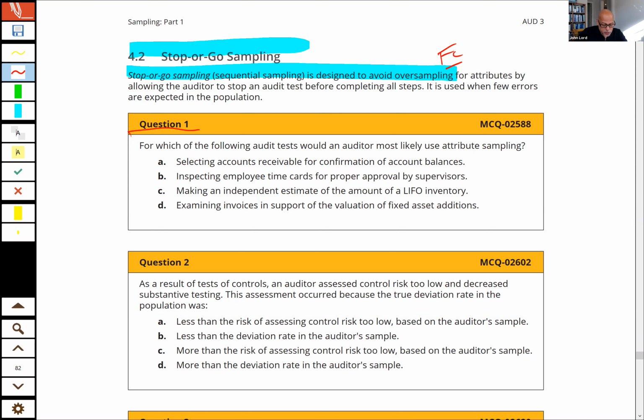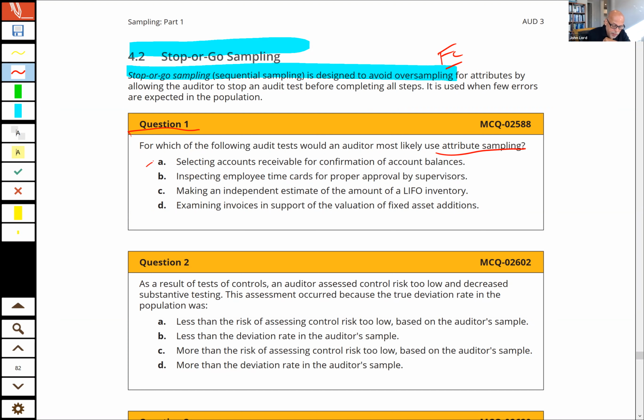Okay, good. Let's take a look at this question. Make your best selection. Most of us got it right. Okay, good, 91% of us. When we're looking at attribute sampling, what are we doing? We are doing a test of control.